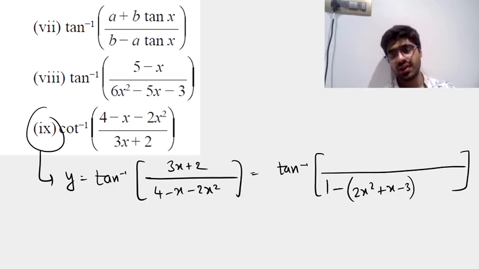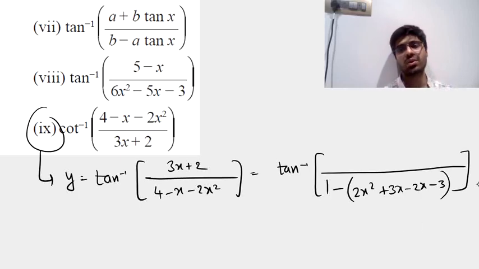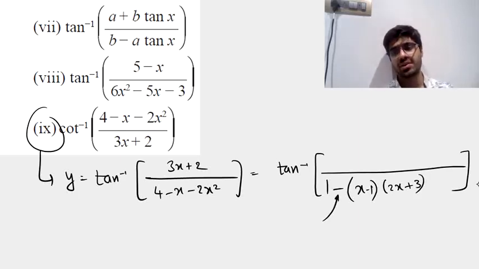To factorize this, we will write the middle term as plus 3x minus 2x. In the end, we had a minus 3. You can pull out an x common from here and a minus 1 common from here. So we are going to have x minus 1 into 2x plus 3. Now that we have a minus in the denominator, we can add these terms in the numerator. So adding these terms in the numerator is going to be 2x plus 3 plus x minus 1. That's giving us 3x plus 2, and that's what we wanted.